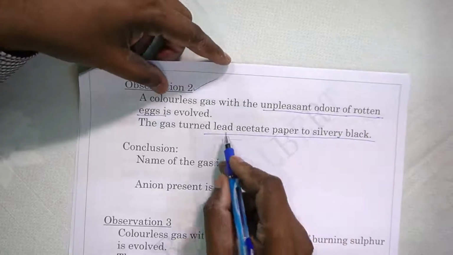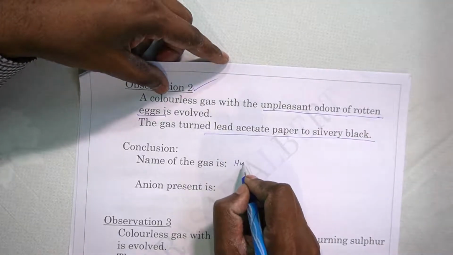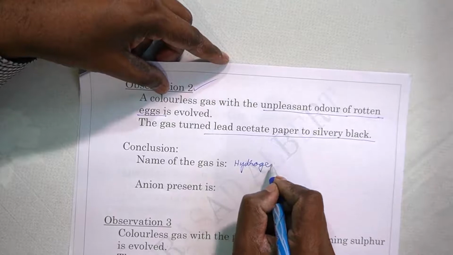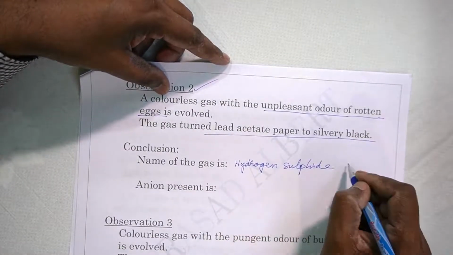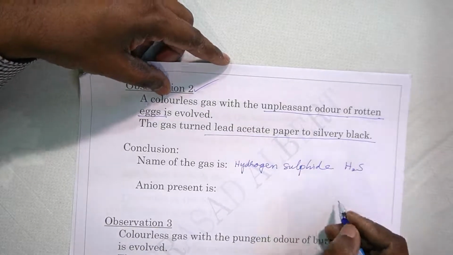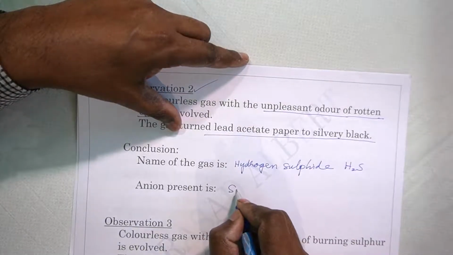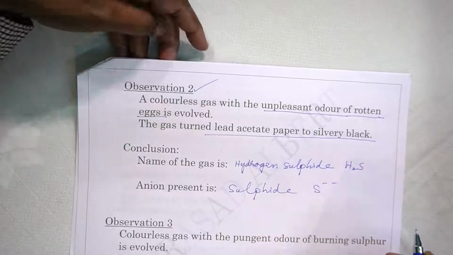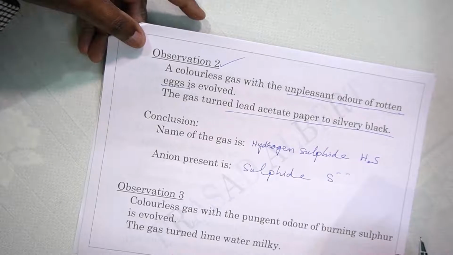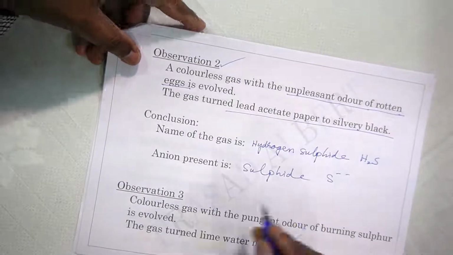So the conclusion is that the gas evolved is hydrogen sulfide. The formula is H2S. That means the anion present is sulfide, S minus minus. So that is clear. Now when you add dilute sulfuric acid to the substance, another observation is possible.